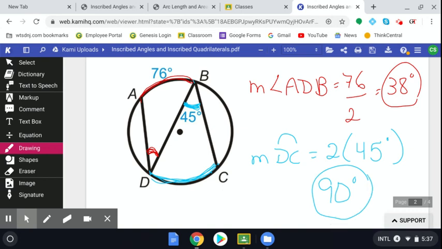So if you have the measure of the inscribed angle and you want to find the arc, you need to multiply by 2. If you have the measure of the arc and want to find the measure of the inscribed angle, then you need to divide by 2.